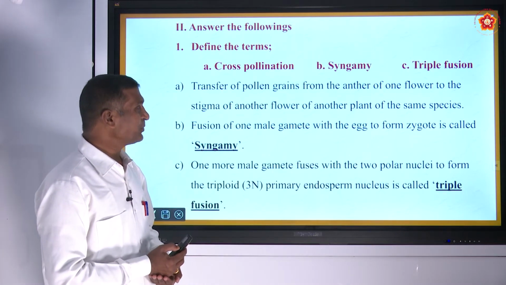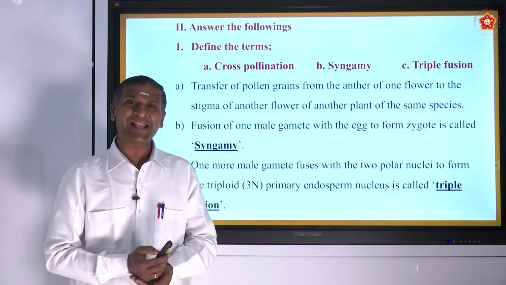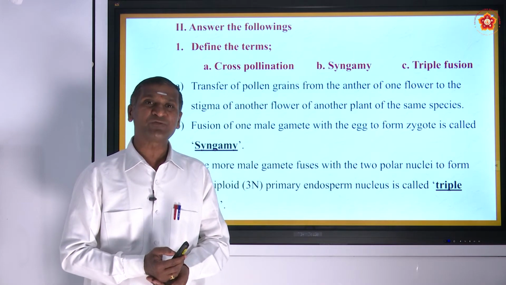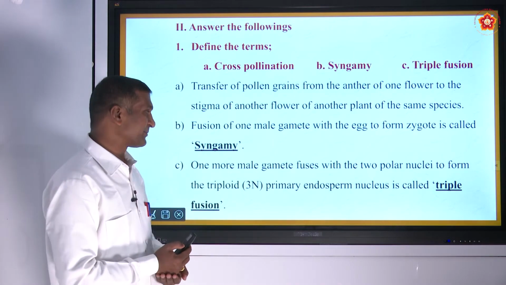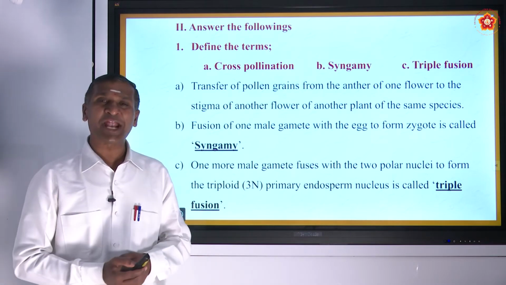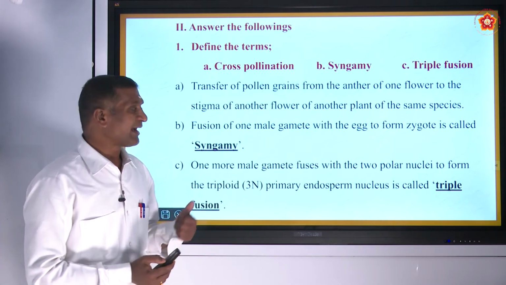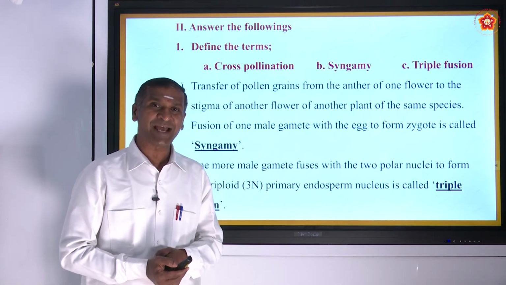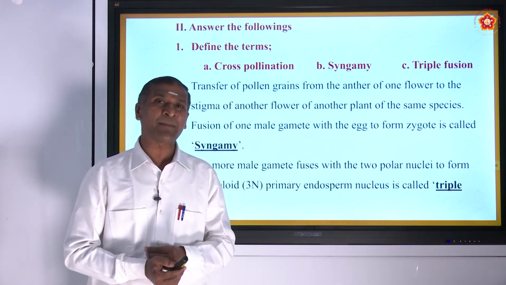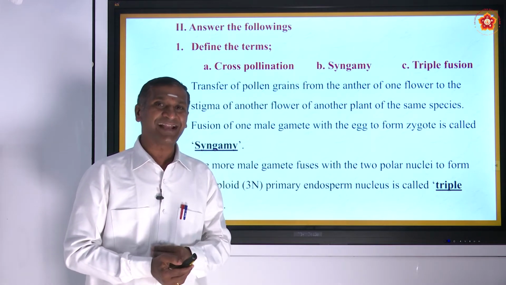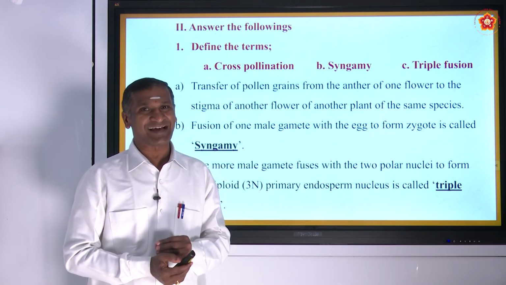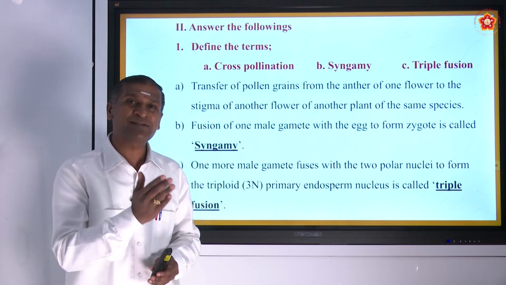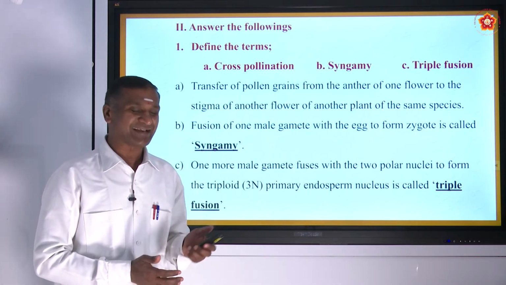The third one, triple fusion. One more male gamete fuses with two polar nuclei to form a triploid primary endosperm nucleus, and this is called triple fusion. It is also termed as, very correct Mr. Naman, you have raised your hand telling that it is double fertilization. Perfect. Triple fusion is also termed as double fertilization.